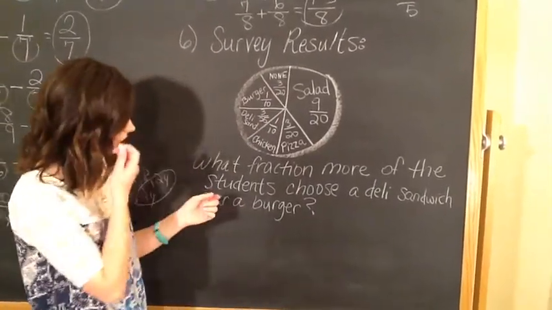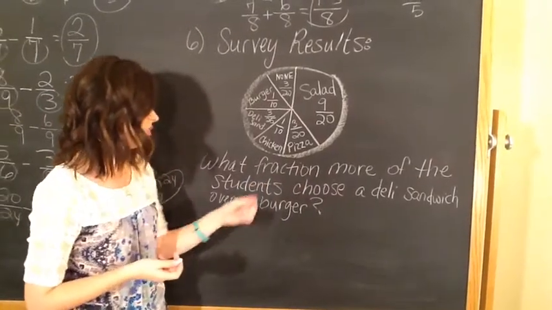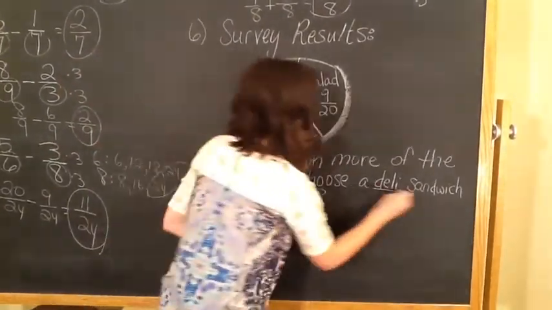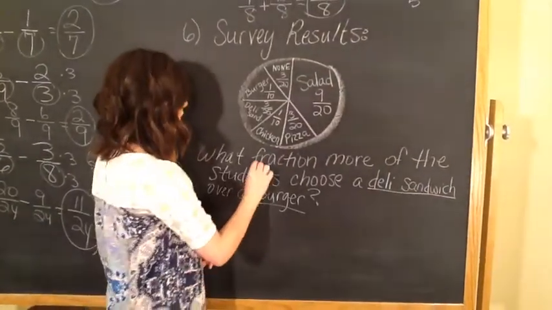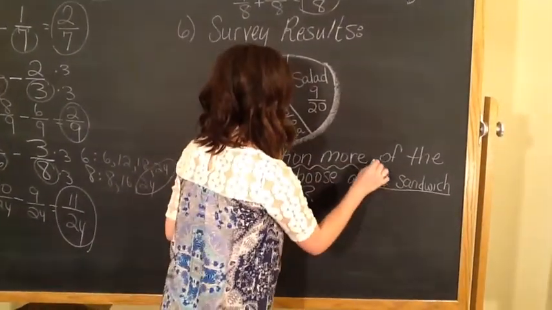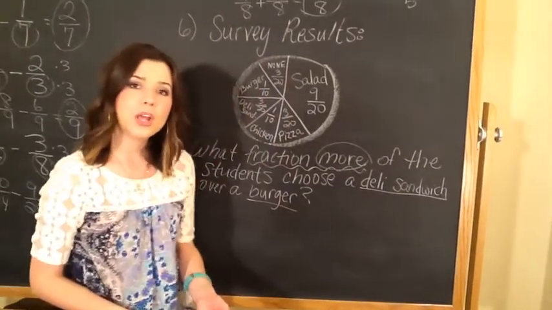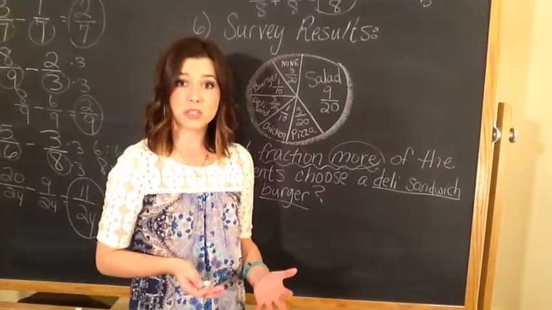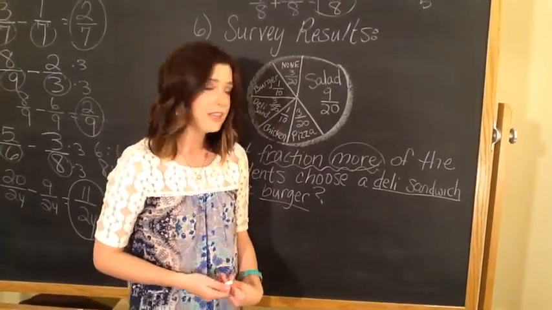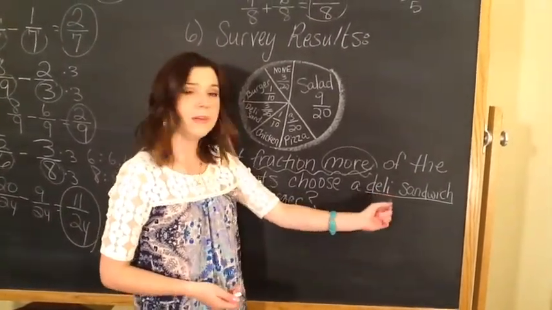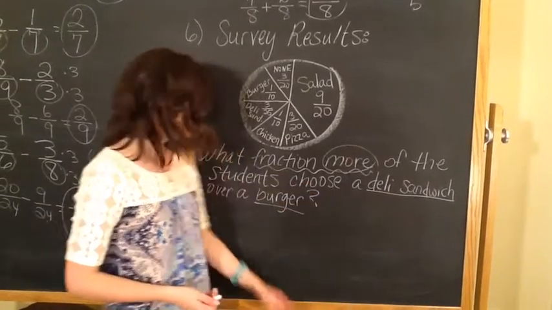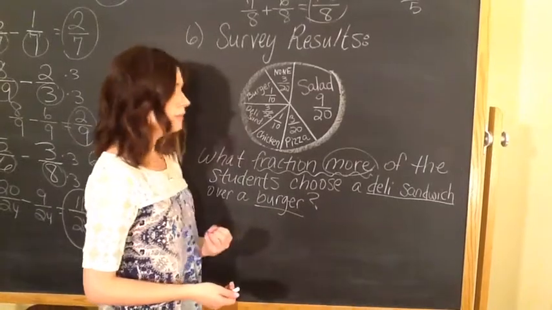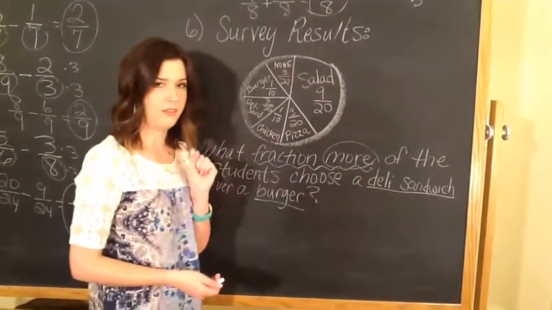So it says, what fraction more of the students chose deli sandwich over a burger? So we're dealing with burgers and deli sandwiches, and we're looking for the fraction more. So anytime you see that word more, you're going to figure out, well, how much more does it take to get from one to the other? In order to find that, we're going to have to subtract. So it's saying that there are more people choosing deli sandwich than they are choosing a burger. So we're going to subtract the burger fraction from the deli fraction.